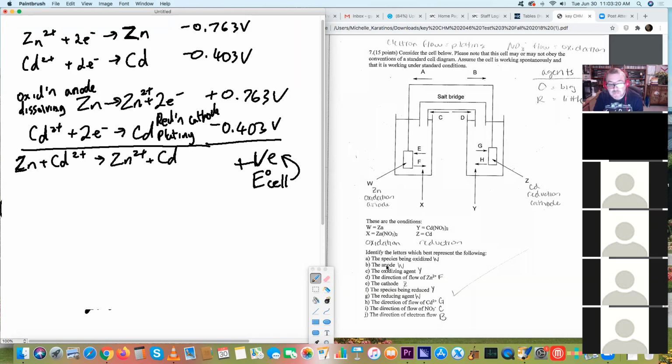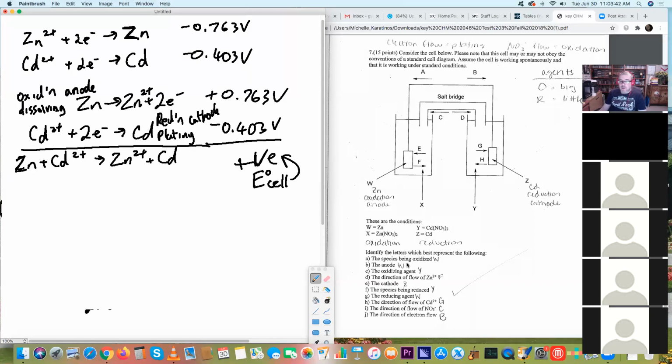Let's do the next one. The anode and the cathode. The anode is the one where oxidation is occurring. It's an electrode, a piece of metal that's stuck in here. In this case, it's going to be the zinc. So the answer there is W as well. Anybody got any questions so far?